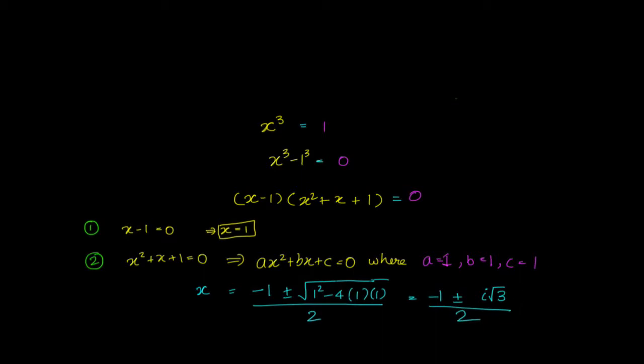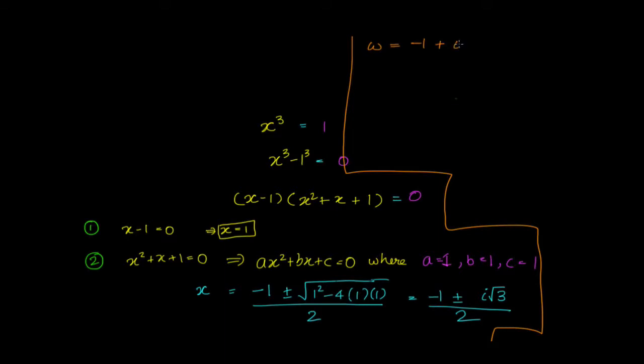Now comes another part. So that means the three roots of unity are 1, minus 1 plus i root 3 by 2, minus 1 minus i root 3 by 2. But now I want to show you another awesome thing. Let's assume omega. This is omega. It looks like a W. Omega is equal to minus 1 plus i root 3 by 2. You could have taken minus also.